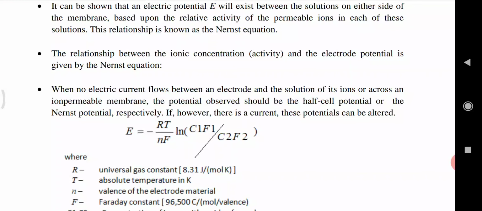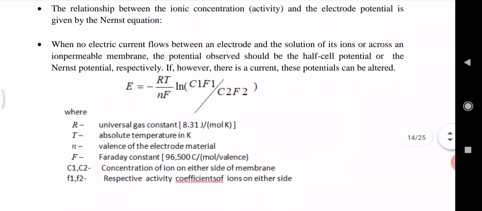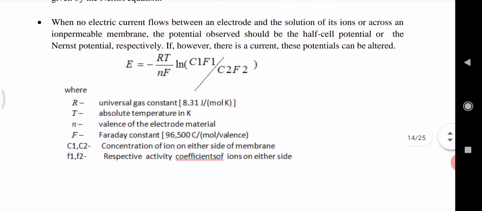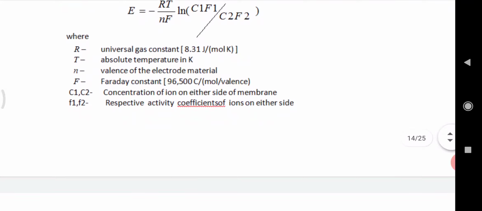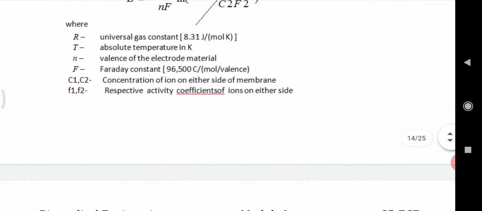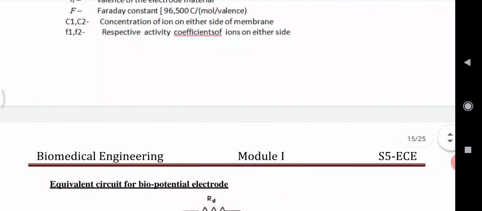That is, E equals minus RT by NF ln (C1 F1) by (C2 F2), where R is the universal gas constant, T is the absolute temperature in Kelvin, N is the valence of the electrode material, F is the Faraday constant, C1 and C2 are the concentrations of ion on either side of the membrane, and F1 and F2 are the respective activity coefficients of ions on either side.